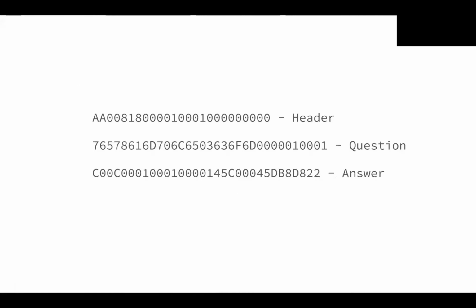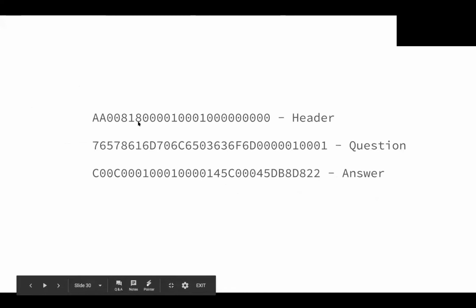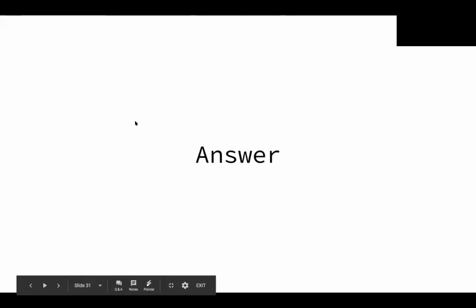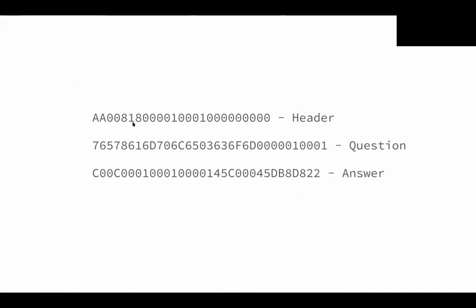If we look at the response that we get, it looks like this. I've split it up into sections. The header is almost identical. The only difference is in the flags. Previously this was 0100 and now it's 8180. That's just because instead of the query response bit set to 0, it's set to 1, things like that. We have one question and we have one answer. The question section is identical to before, and this is our answer section.